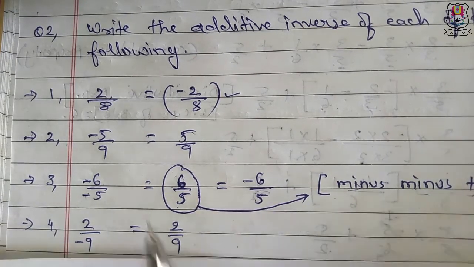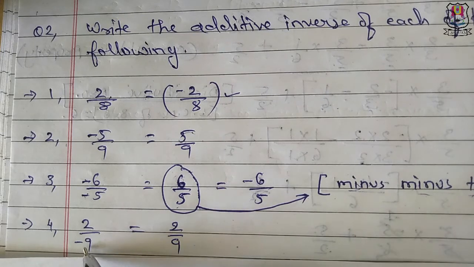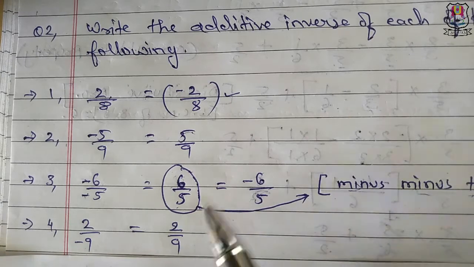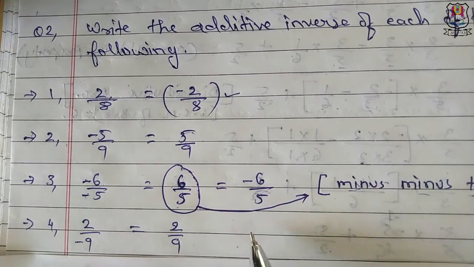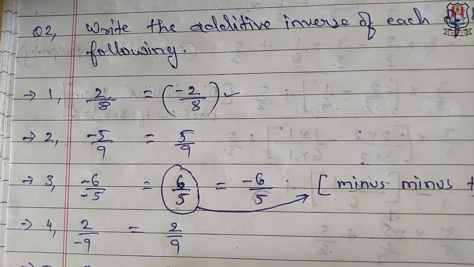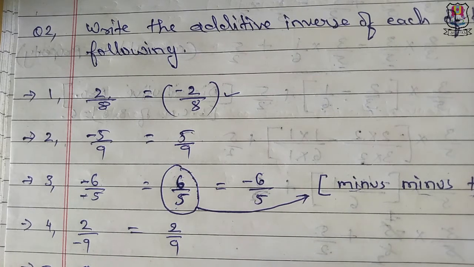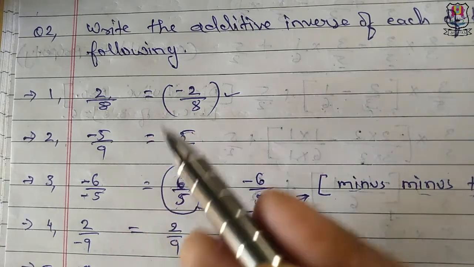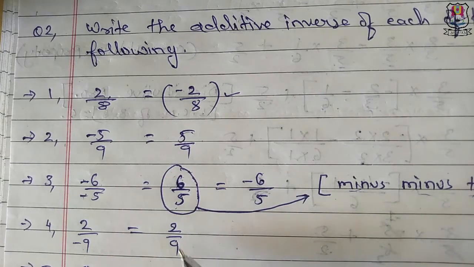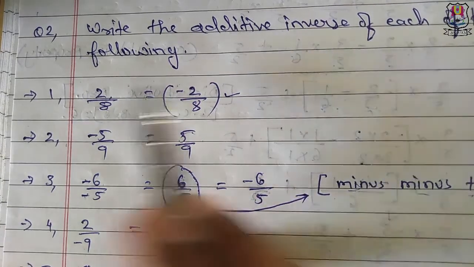Going on to the fourth one, 2 upon minus 9. So simply 2 upon 9, the negative sign is removed because of the additive inverse. Same way, 19 upon minus 6, that is 19 upon 6. So these are the 5 sums of question number 2. Write the additive inverse of the following.